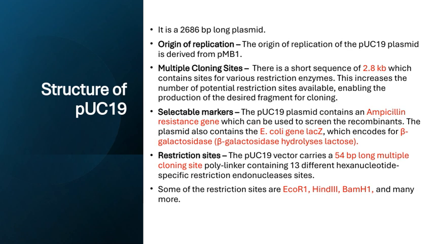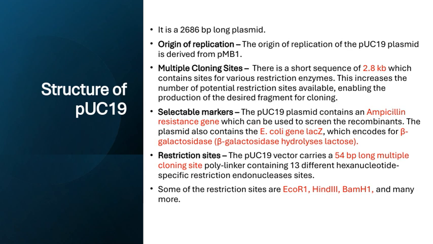Moving on, there's a critical component called the multiple cloning site, or MCS. It's a short stretch of about 2.8 kilobases that contains numerous restriction enzyme sites. This is really important because it gives us a lot of flexibility when cloning different DNA fragments. More sites mean more options for cutting and inserting DNA.